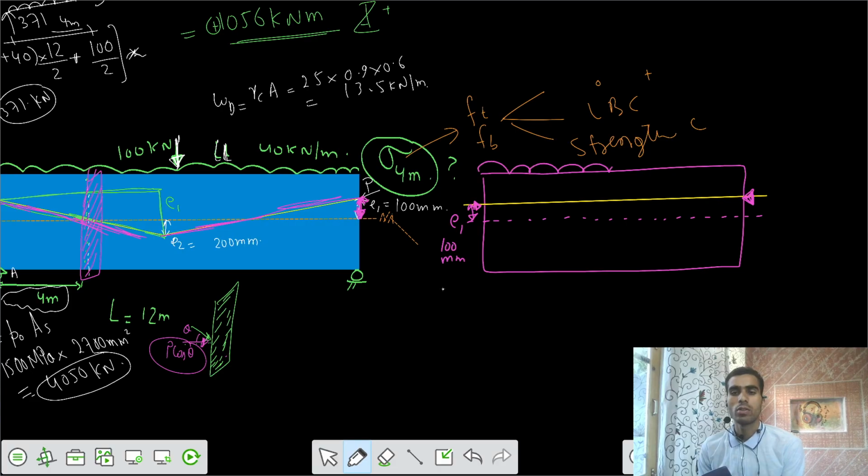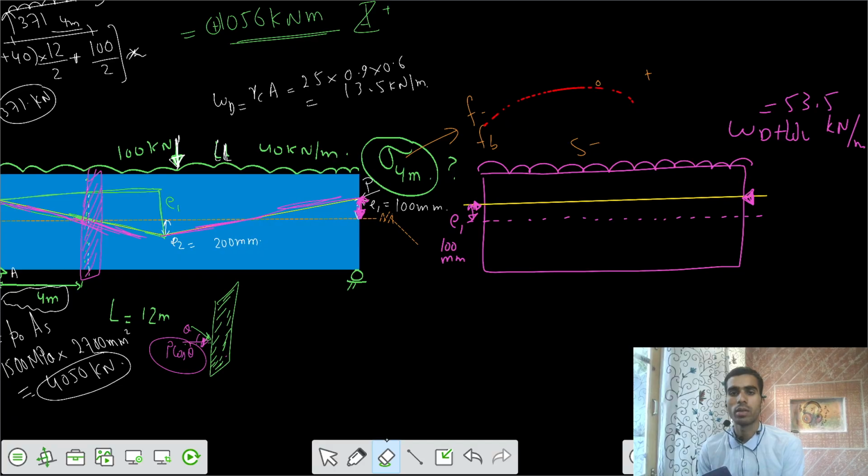And there's some loading also. Let's say this is some dead load plus live load. This was 53.5 kilonewton per meter. This was 53.5 kilonewton per meter. Okay.